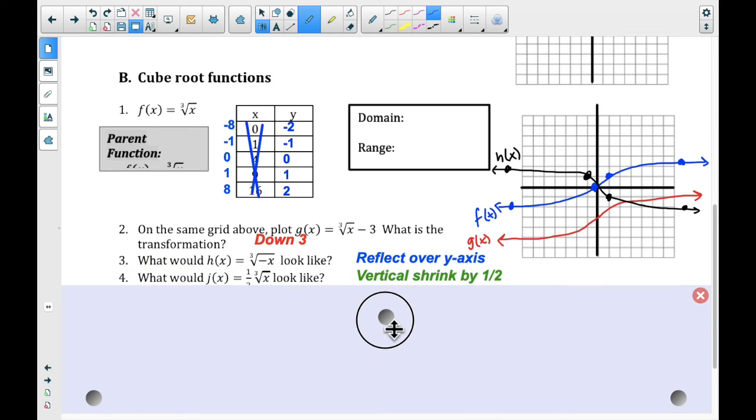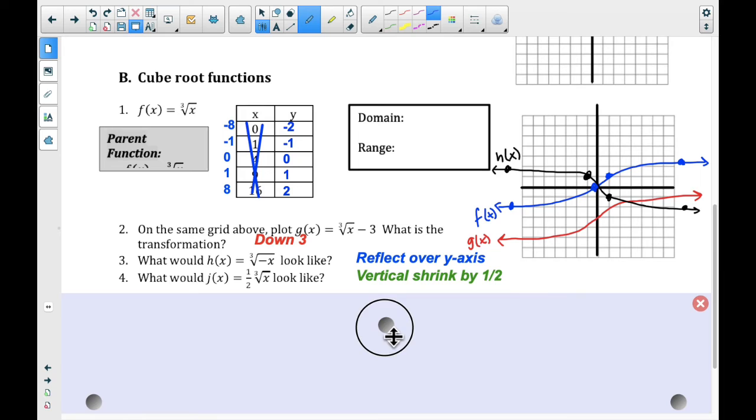Next question is, well, what does it look like in this? Well, still the cube root of x. The only new thing is the 1/2 in front. That means a vertical shrink by the 1/2. That means it's going to get much shorter. So let's take a look at that.